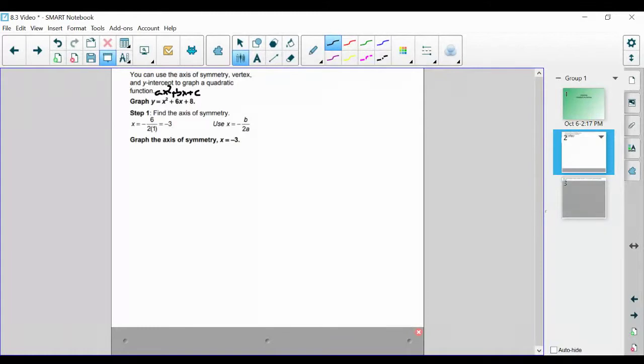It's going to be the opposite of 6 divided by 2 times 1. Well, 6 divided by 2 is 3, and the opposite is going to be negative 3. Therefore, we're going to have our axis of symmetry as the vertical line x is equal to negative 3. So we're going to draw that vertical line going straight up and down through the x value of negative 3.